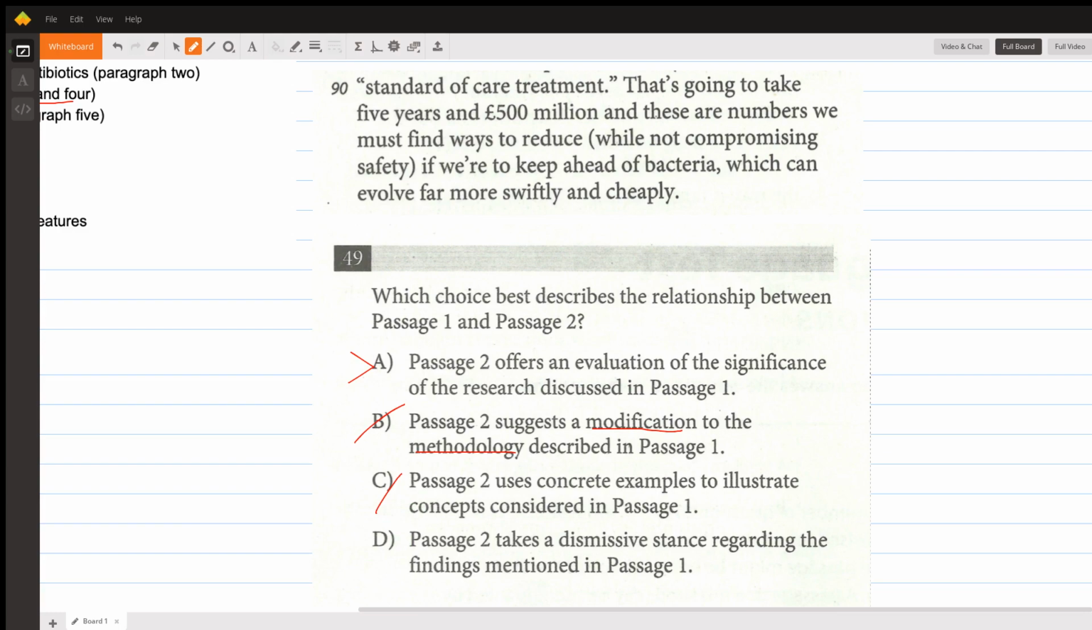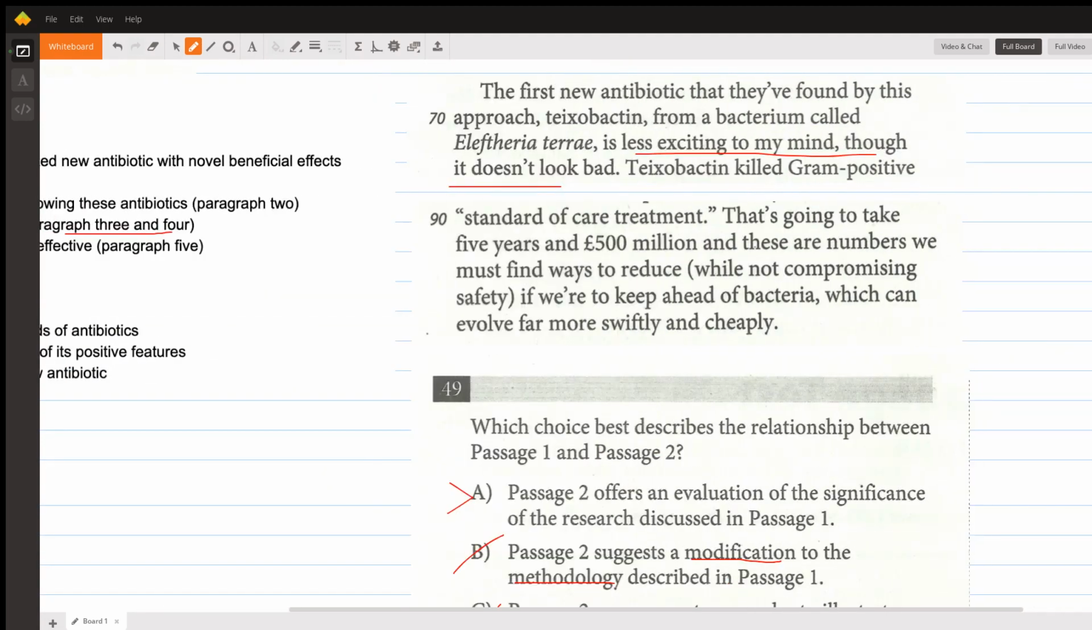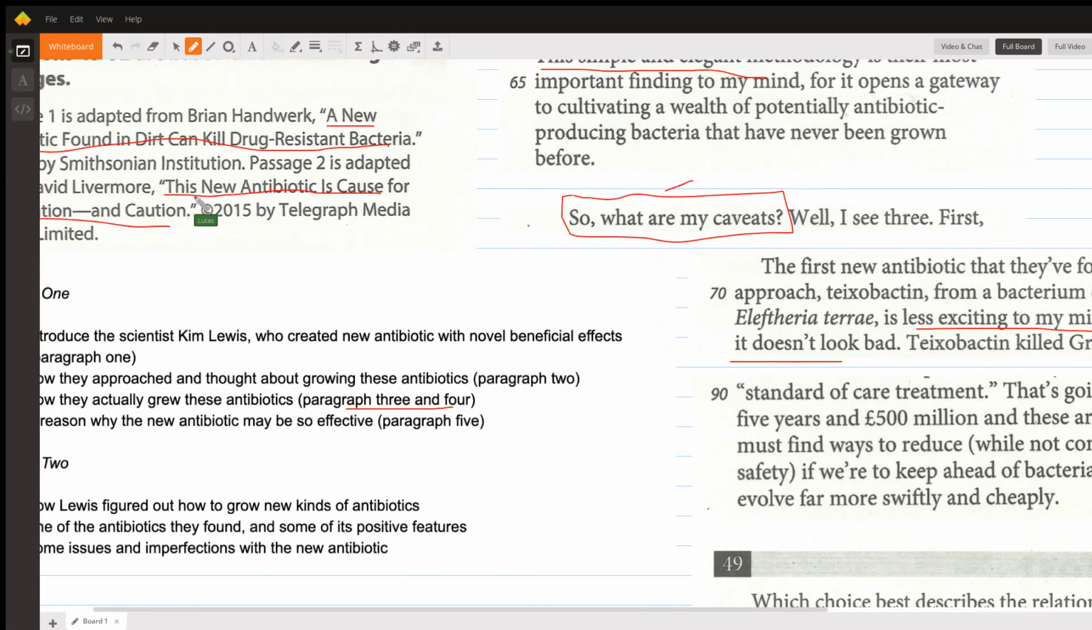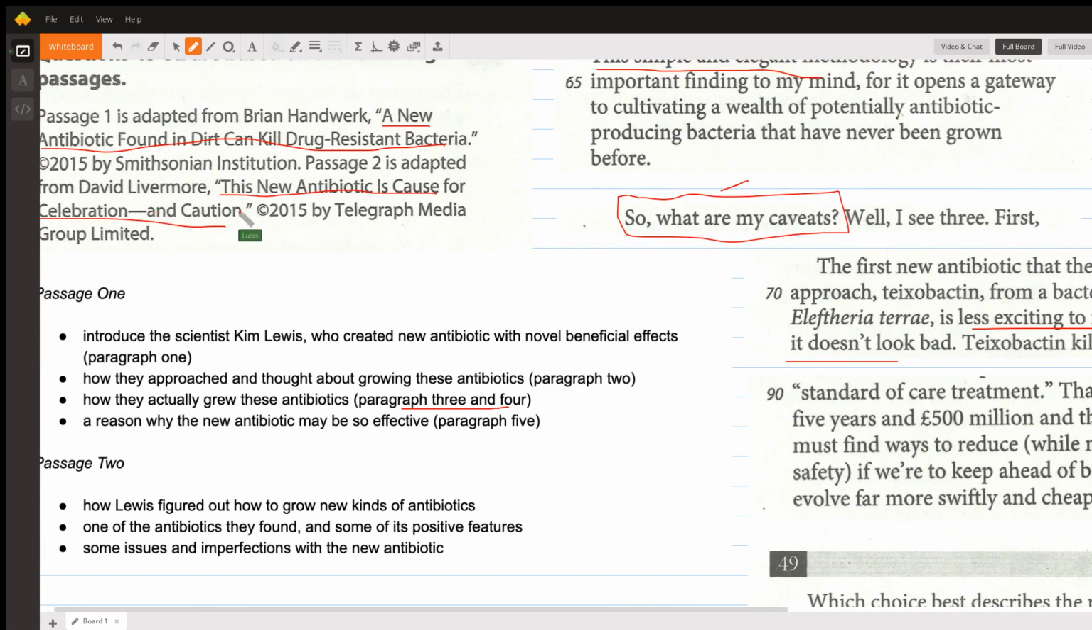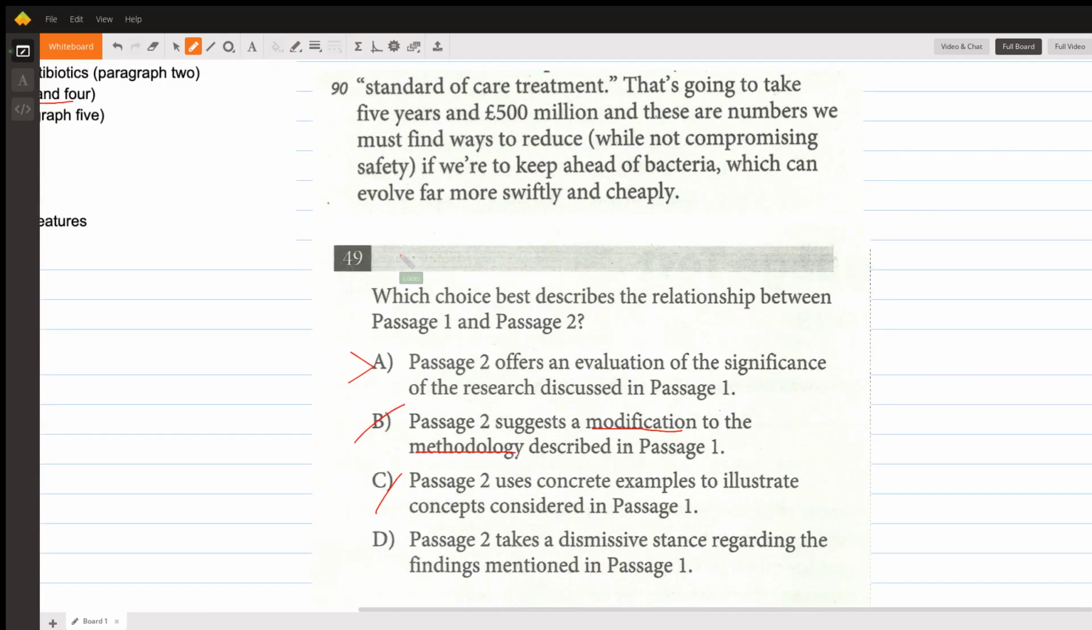Some students choose this option, and there's good reason to, because dismissive stance could match this up here, right? What are my caveats? There's general skepticism, right? Even the title says it's cause for concern and caution, right? Dismissive stance. So here's what we need to do then: we need to keep A in our head, keep D in our head, and come to a point where we decide, is it between A or D? And we ask ourselves, is it more an evaluation of significance, or is it more a dismissive stance?